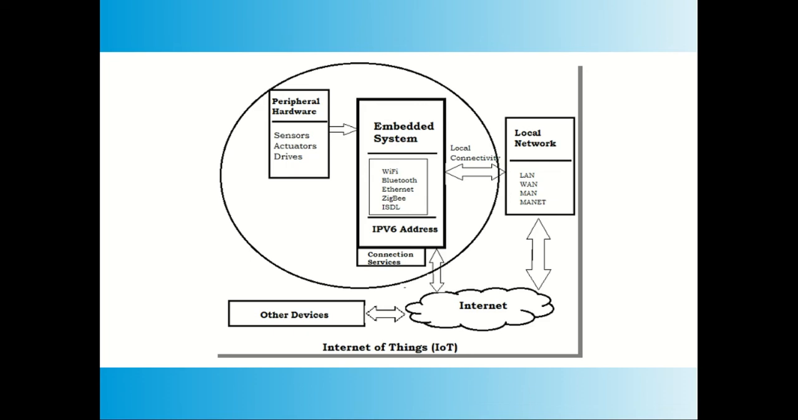These embedded systems, to be a part of IoT, should have some kind of sensors. Any type of sensor can be used in an IoT. And it can be connected through other devices. An embedded system can be connected to internet through Wi-Fi, Bluetooth, Ethernet, or other methods.